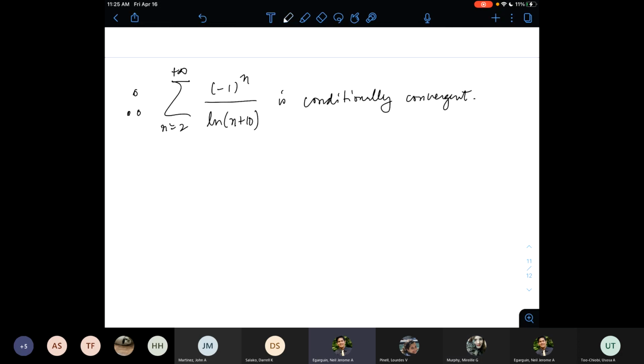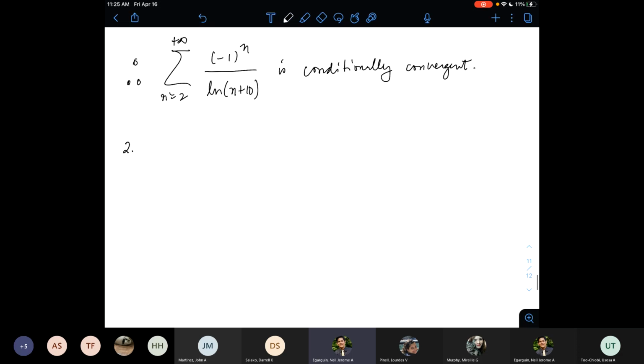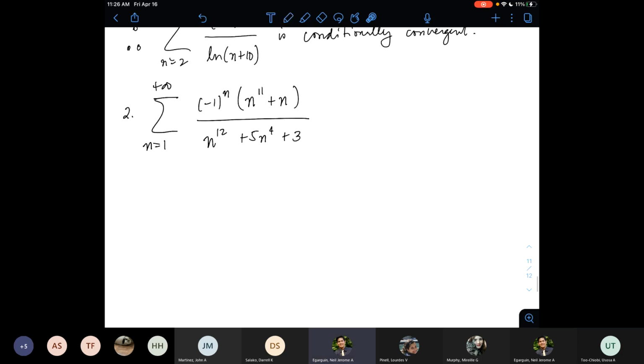Problem 2. Same question: absolutely convergent, convergent, or divergent. So you have the series of (-1)^n times (n to the 11th plus n) over (n to the 12th plus 5n to the 4th plus 3), going from 1 to infinity. I'm thinking there should be a grouping symbol over here. There would be some issues if there were no grouping symbols, so I'll insert them, and I guess that's the essence of the problem.